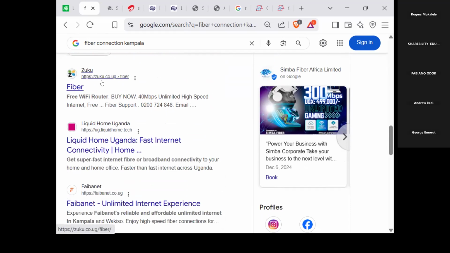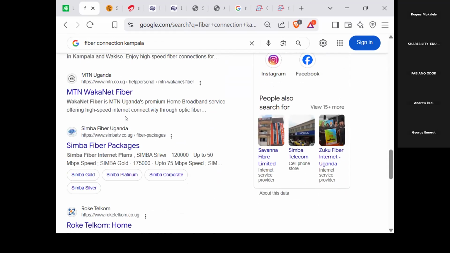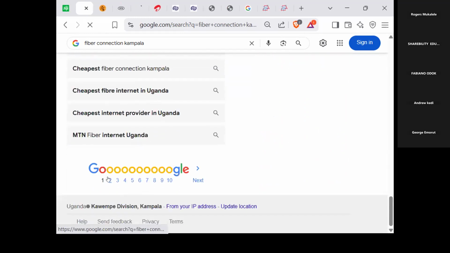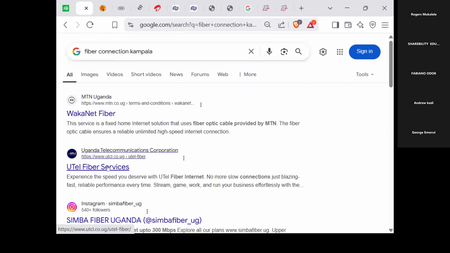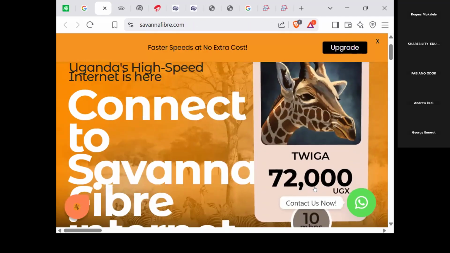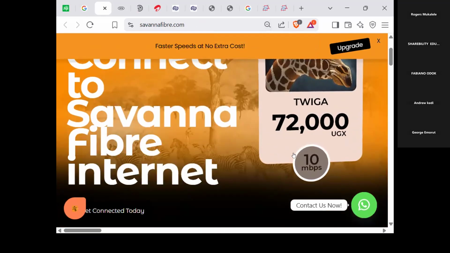Zuku works with satellite, they also have Zuku TV. It could be there in your school. They could connect you. MTN has fiber, Wakanet. Then we have Rock Telecom, which is in several cities. So fiber would be the best. UTL is providing internet as well. I've talked about Savannah fiber starting with 72,000 at 10 Mbps. This could work a bit, but you can get a bigger package of 50 Mbps for a better experience.